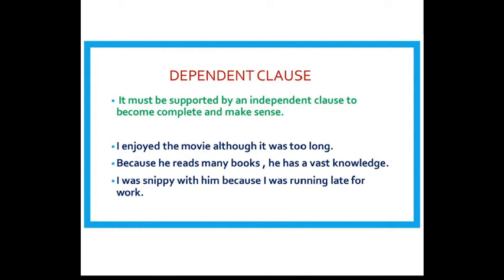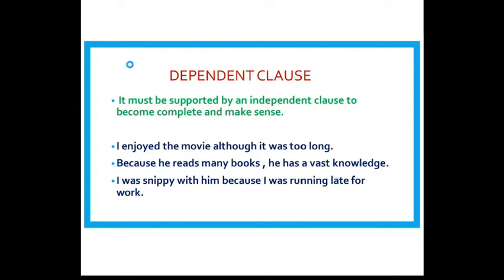If you look carefully, you will find that there are two ideas, two parts there. Suppose in the first example, I enjoyed the movie is an independent clause, and although it was too long is a dependent clause. Another example: because he reads many books is a dependent clause, and he has a vast knowledge is an independent clause. Adding a conjunction makes it a dependent clause.